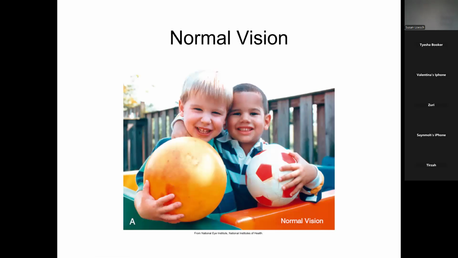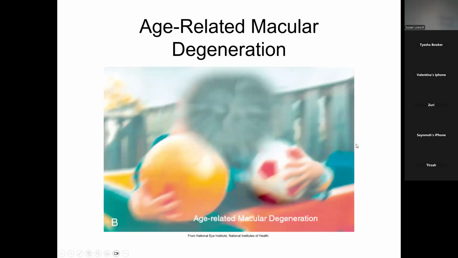Yeah, my mom had the wet one. She had to go in for shots in her eye to stop the blood in the back of her eye. So the shots were to try to repair the vessel? I think it was to stop the vessel from leaking. Okay. So that's what you'll look like if you have it. Okay, so quite a difference there.